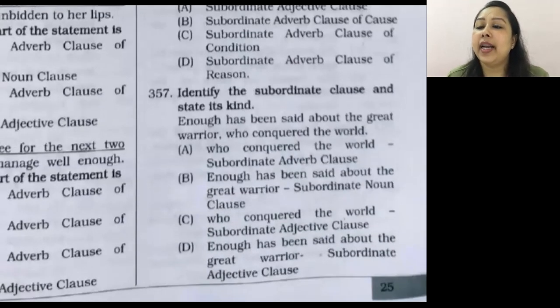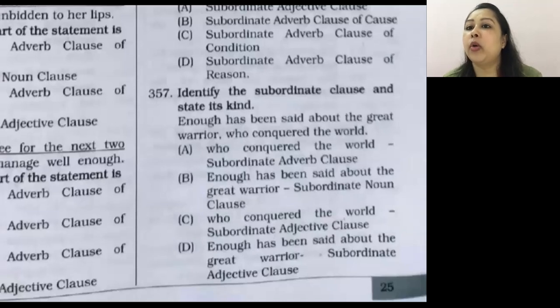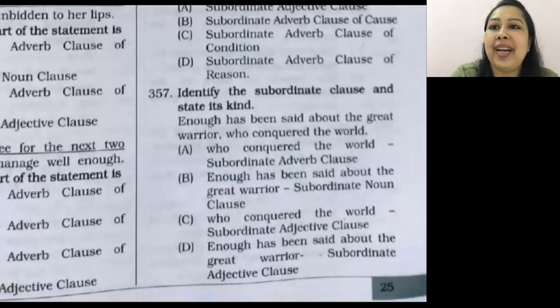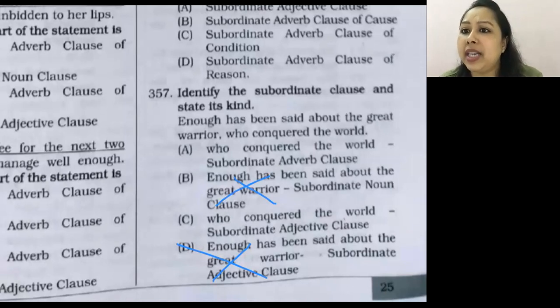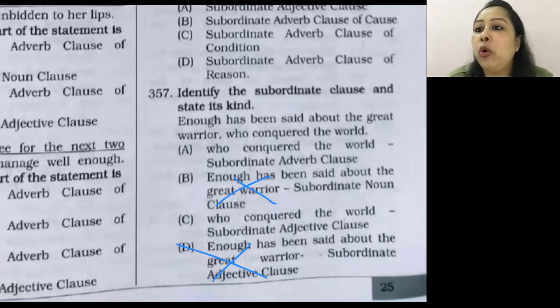357. Identify the subordinate clause and state its kind. Enough has been said about the great warrior who conquered the world. Now first let's focus on what my subordinate clause is. Who conquered the world, correct? So my D option is waste. B is not required. I have to select from A or C. Now, when I have who, it is by default an adjective clause. Bhumi, you can ask your question through chat. Ask me your question through chat.